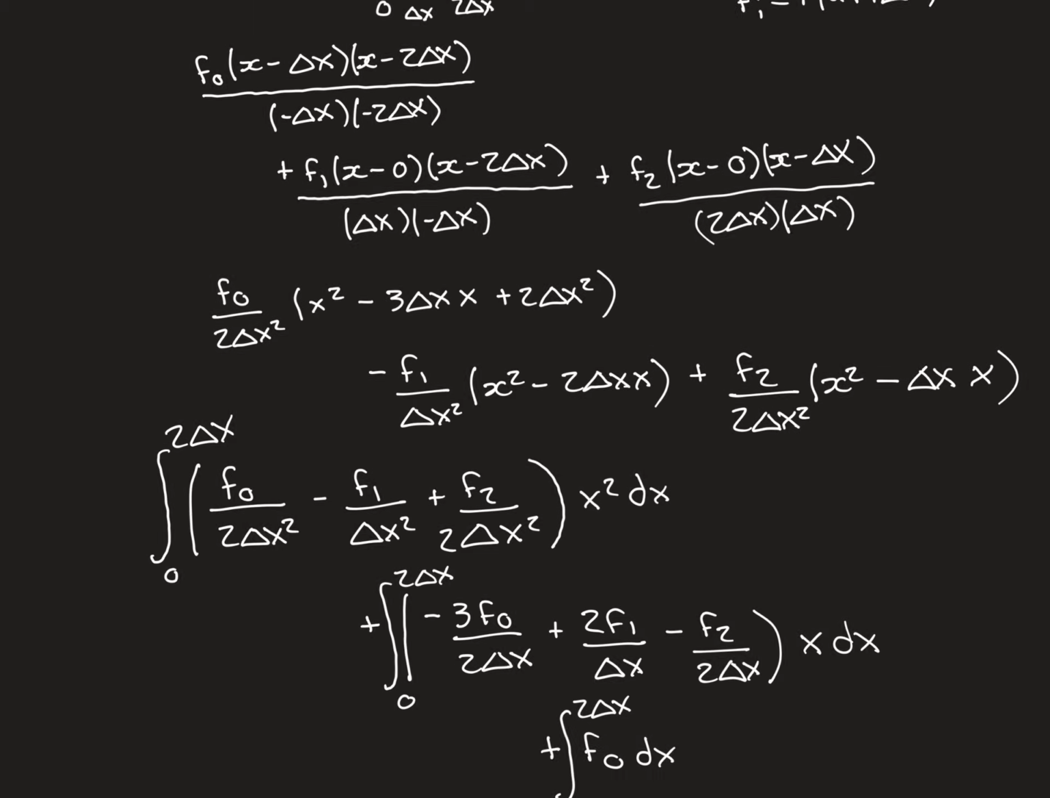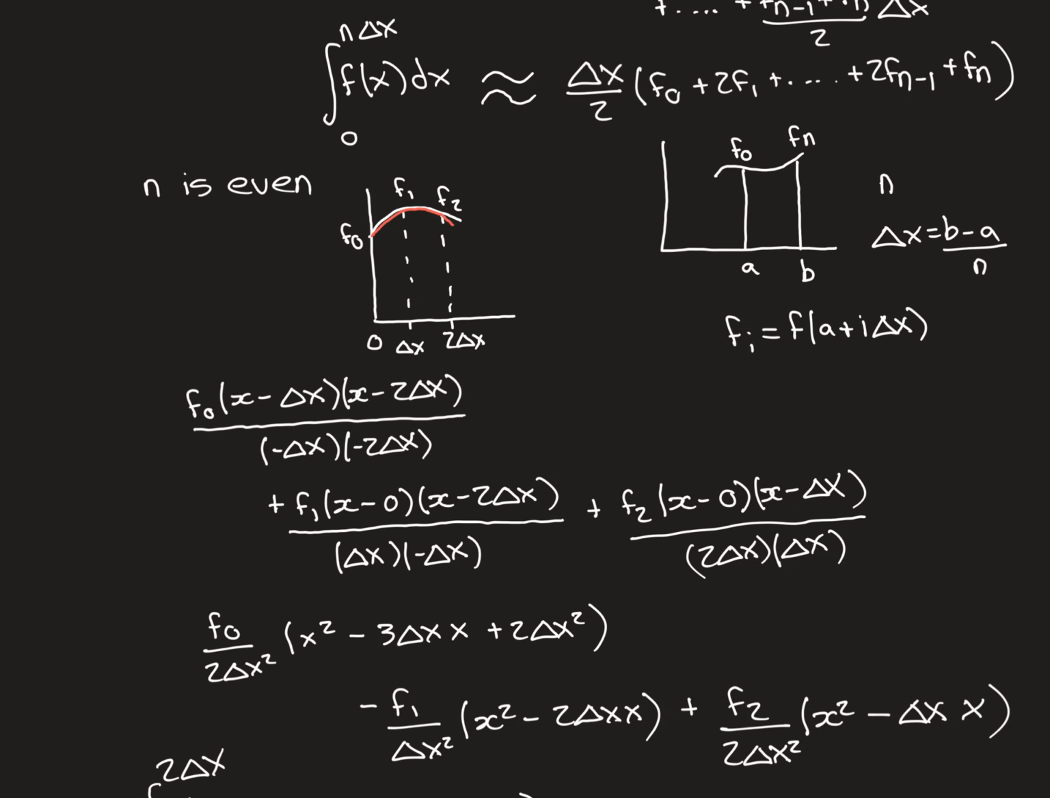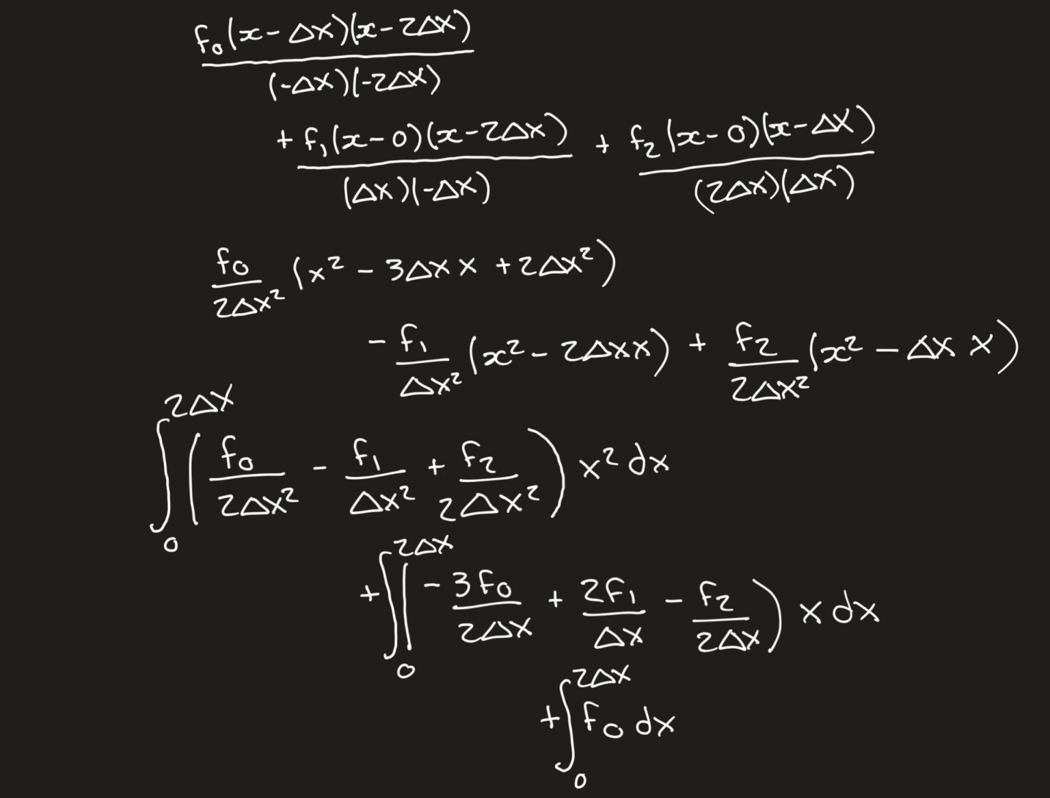So firstly, let me just remind you that we're going to integrate from 0 to 2 delta x, because we've got our quadratic interpolation in red, and we want to integrate from 0 to 2 delta x so that we can get the area underneath the curve of the quadratic interpolation and use that as an approximation for the area underneath our real function f from 0 to 2 delta x.